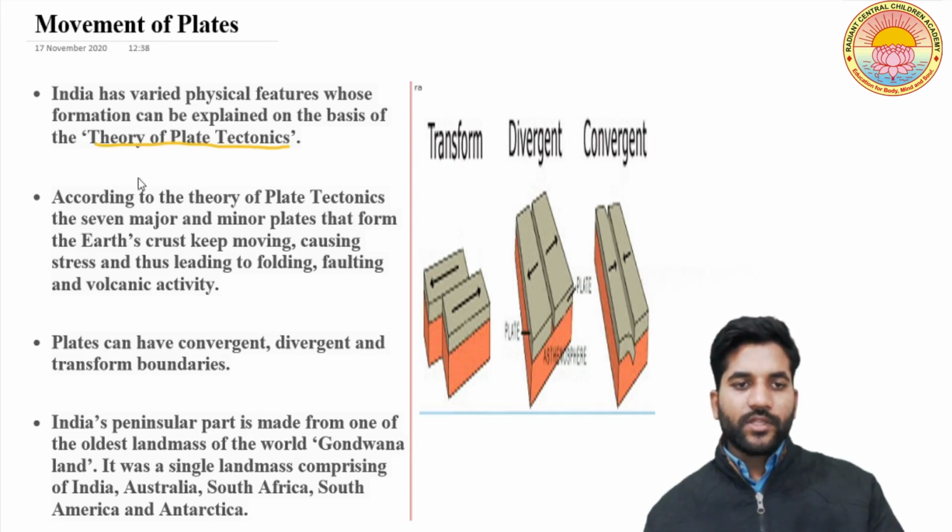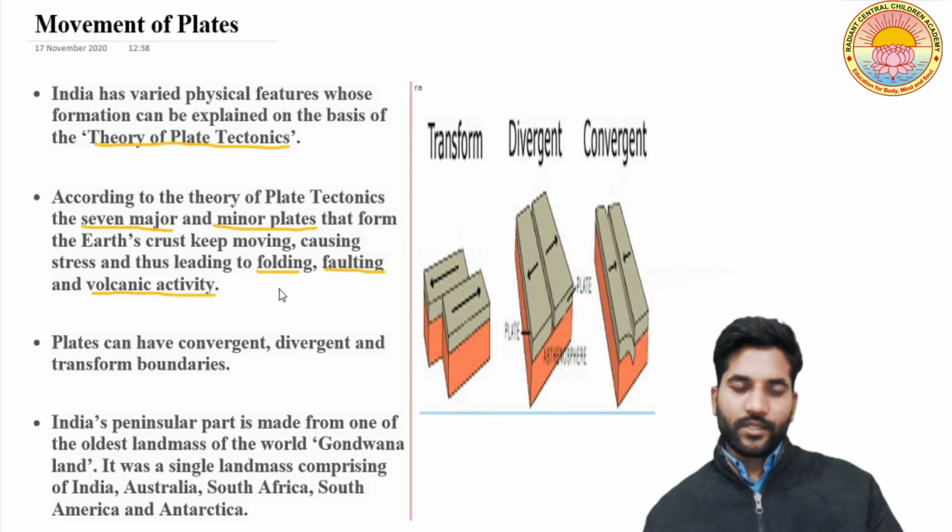When we talk about the theory of plate tectonics, according to the theory, the seven major plates, you need to keep this in your mind, seven major plates and some minor plates that form the earth's crust keep moving, causing stress and thus leading to folding, faulting, and volcanic activity.